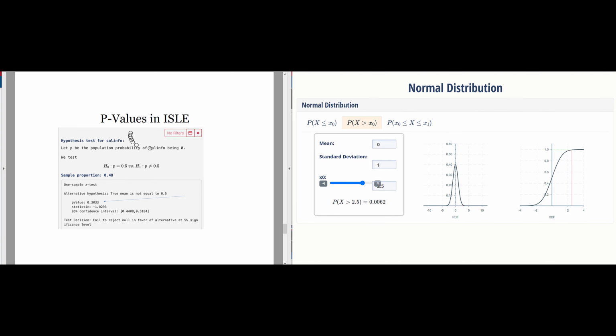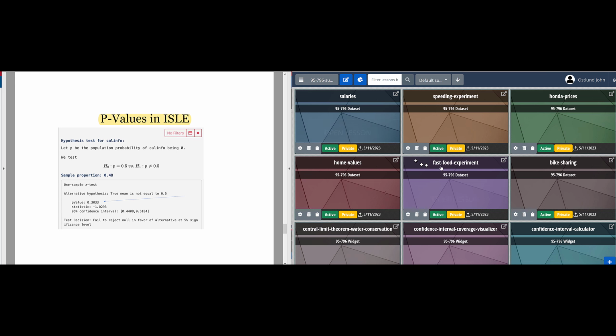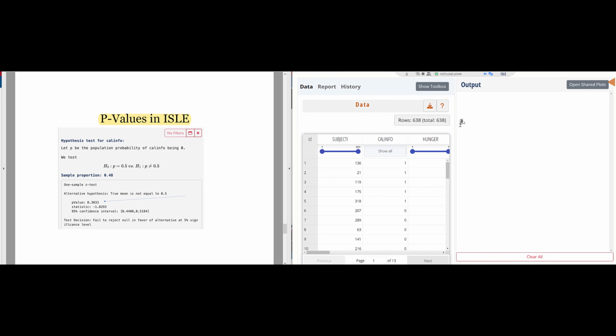All right, let's take a look at doing hypothesis testing and calculating p-values in ISLE, just to understand how to do this. We're going to use our fast food data set. So let me pull that up. Fast food experiment. Okay, and here are all the various columns.